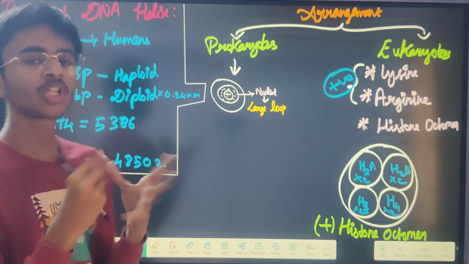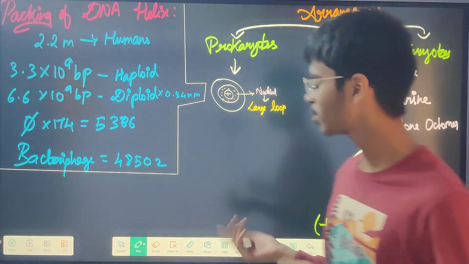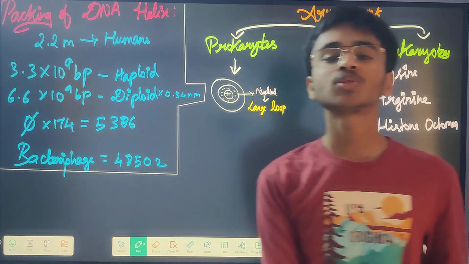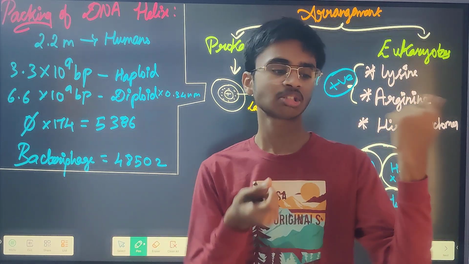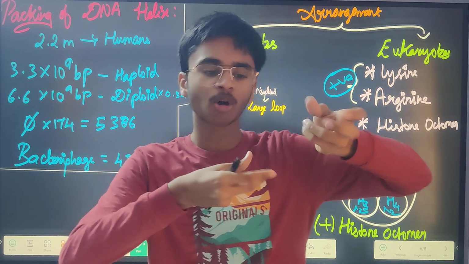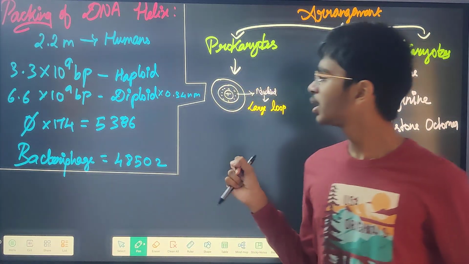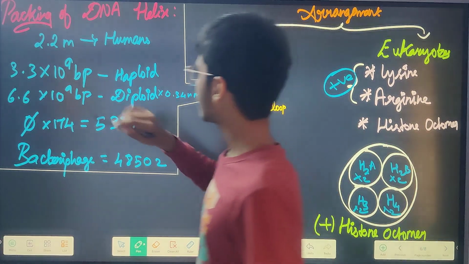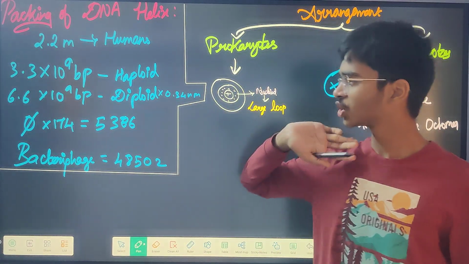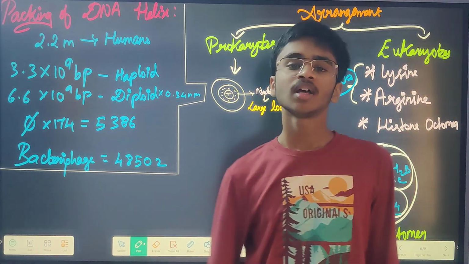See, this particular concept is very complex in reality, but in this book it's very easy. Totally, in humans there is 2.2 meter long chromatin. If you take out the genetic material in a particular cell and stretch it out into the form of a thread, it will be about 2.2 meters in humans. Coming to the number of base pairs, there are about 3.3 into 10 to the power of 9 base pairs in haploid condition, and in diploid condition in humans it is 6.6 into 10 to the power of 9 base pairs.